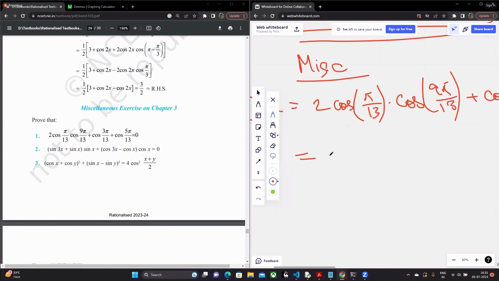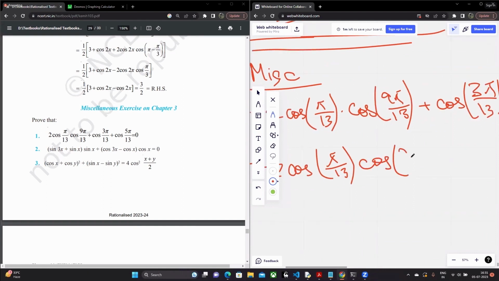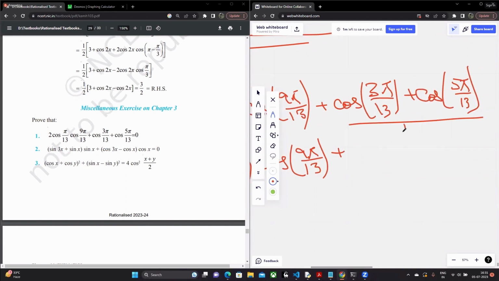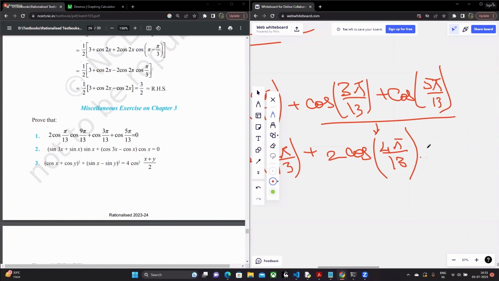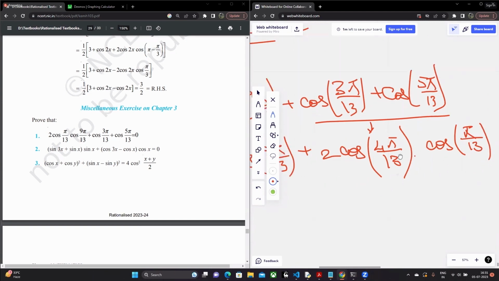So I'll basically keep this as such. This is going to be 2 cos pi by 13 into cos of 9 pi by 13, plus, since I'm going to add these two, I'm basically going to get 2 cos of (3 plus 5) 8 pi by 13 divided by 2. That is going to be 2 cos 4 pi by 13 into cos of (5 minus 3) is 2, and 2 by 2 is 1. So I'll again get a cos pi by 13.